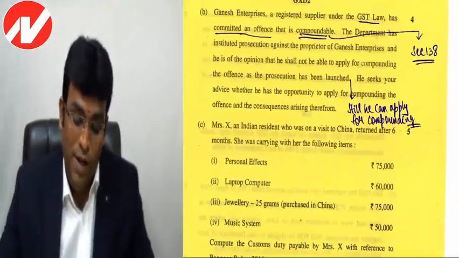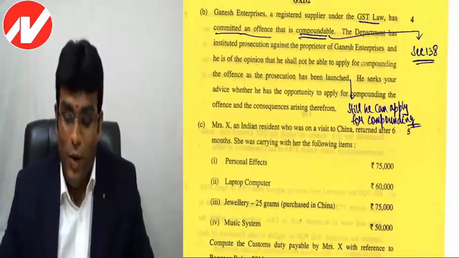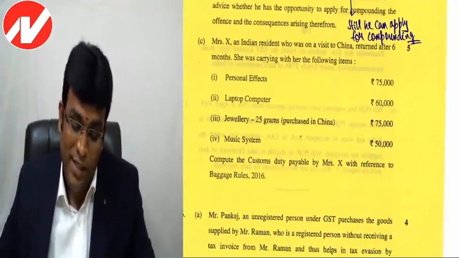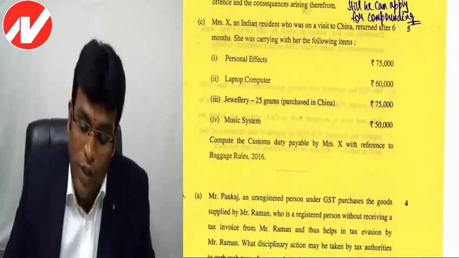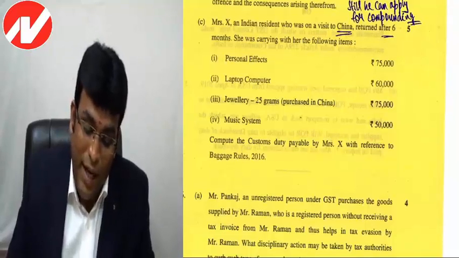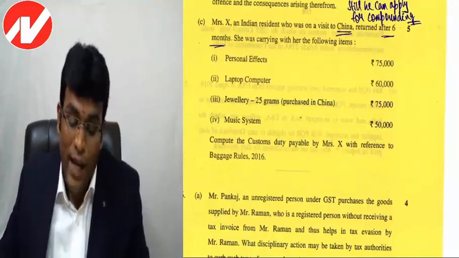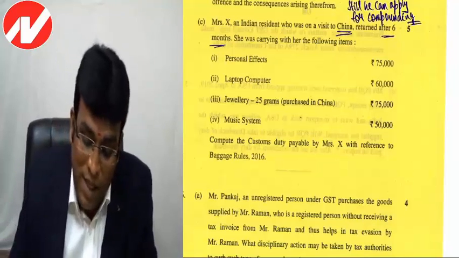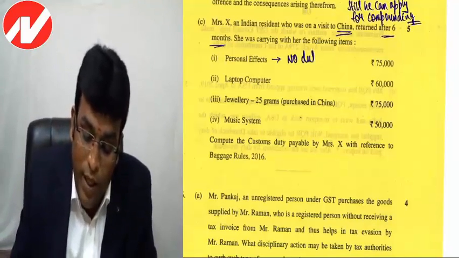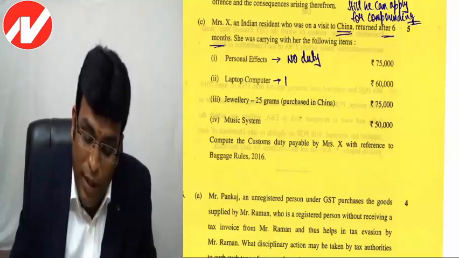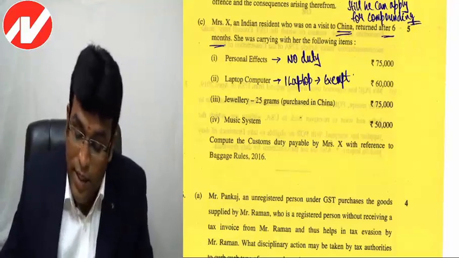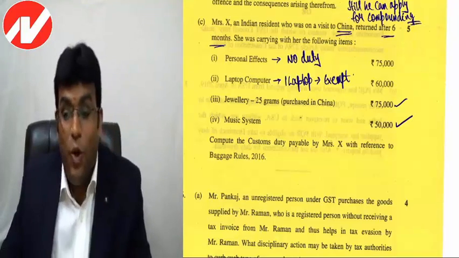Going back to the question. C-bit, come on, see that. Mr. X, an Indian resident who was on a visit to China, returned after 6 months. She was carrying with her the following items: personal effects, no duty; laptop computer, one laptop is straight away exempt, my dear friends; jewelry taxable; music system also taxable.